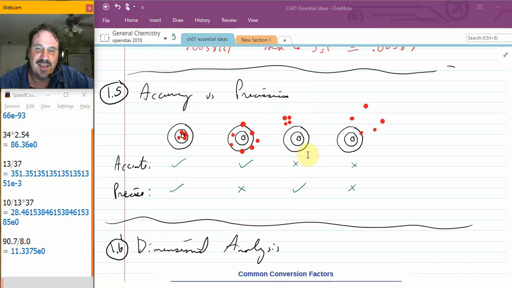All right, so here's just a case where it's precise but not accurate. And I found my fourth one. They're spread out all over the place, and even the average is way off of this dead center. So this is when it's neither accurate nor precise. Now, we'll talk more about this in lab, but how do you control for these things?